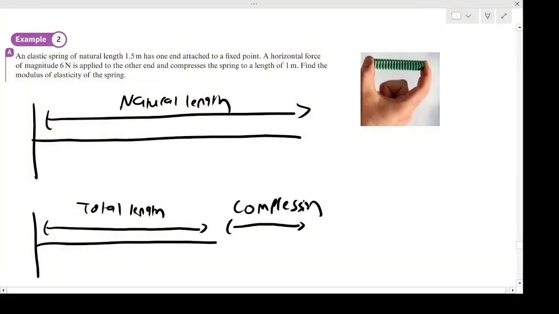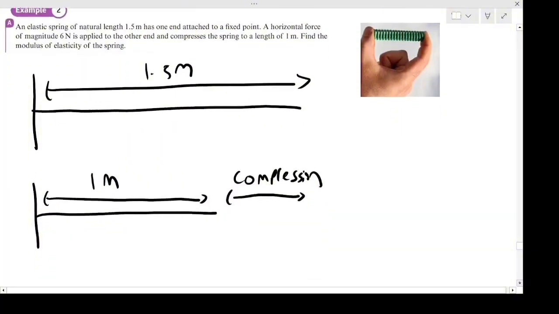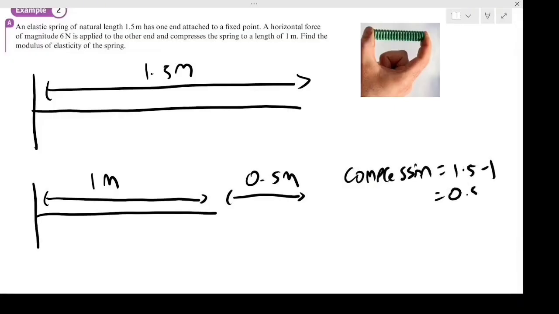Right, so some things. Firstly, I know the natural length is 1.5. So actually the original length is 1.5. I'm also told it compresses to 1 meter. So actually the total length afterwards is 1 meter. That's how much the string, or the spring, is left. Hopefully then you can spot the compression: how much has been compressed is going to be 0.5 meters, because 1.5 take away 1 is 0.5. Okay, so I'll add that on. So the compression is 1.5 take away 1, which is 0.5.